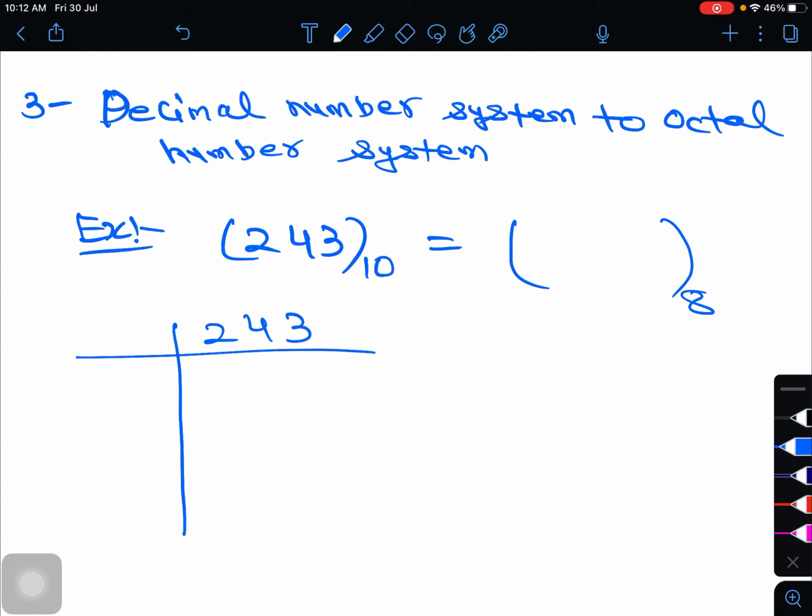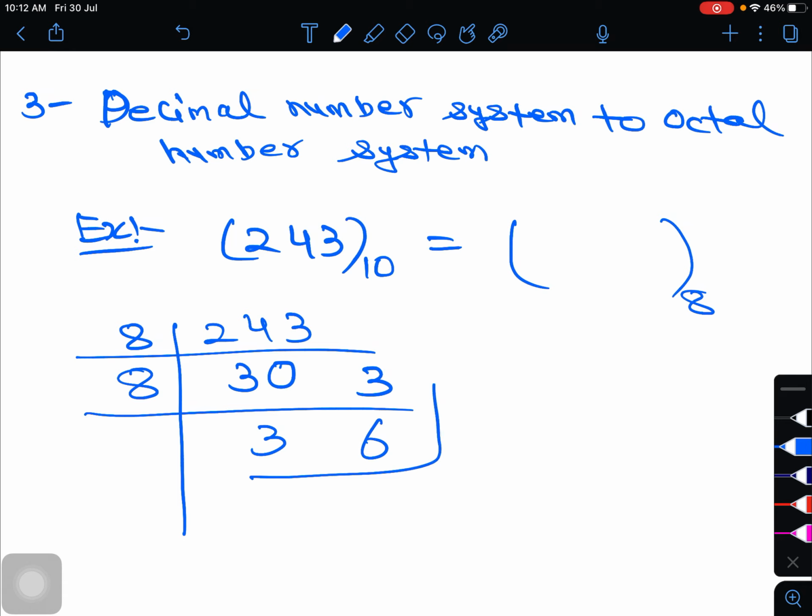8 threes are 24, 0 and remainder is 3. Just write the remainder. Again, 8 threes are 24 and remainder is 6. So this will be your answer, 3 6 3. Okay. So in this way you can convert decimal number system to octal number system.